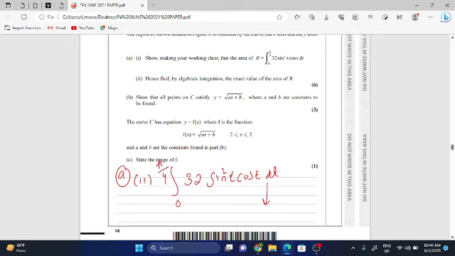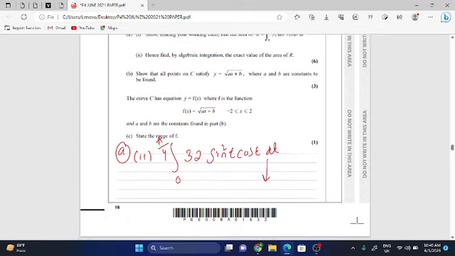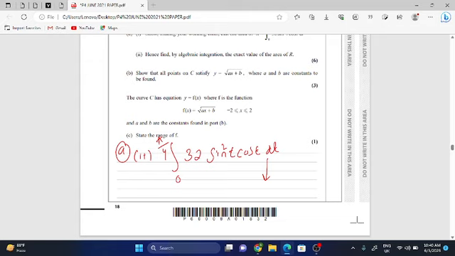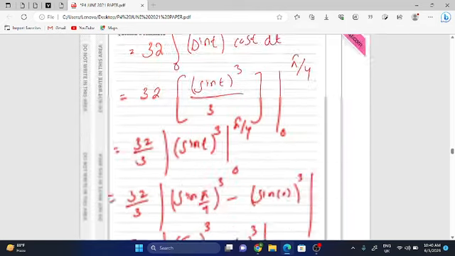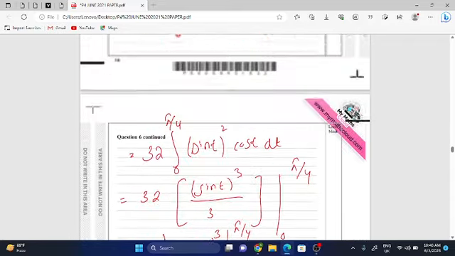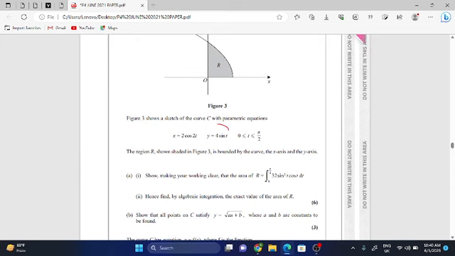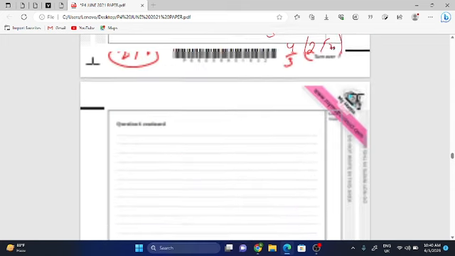Okay, so in order to show that the equation satisfies y equals square root of ax plus b, I have to first consider the trigonometric equations that are given to me at the start, that are x equals 2 cos of 2t and y equals 4 sin of t.